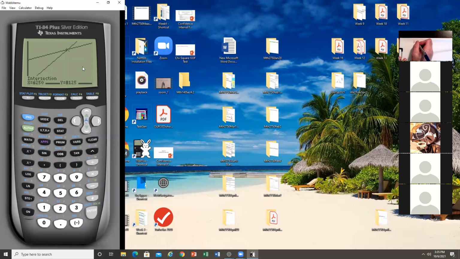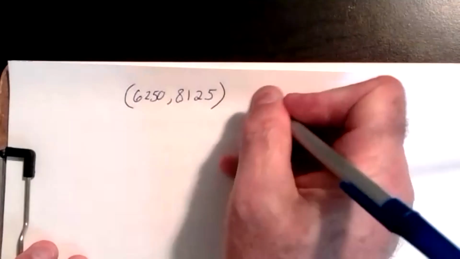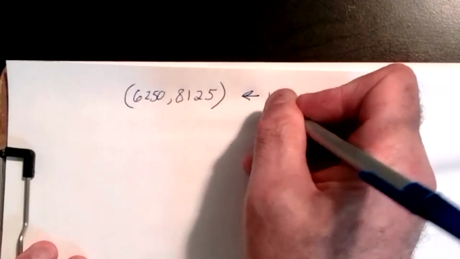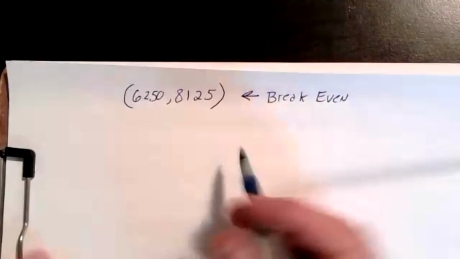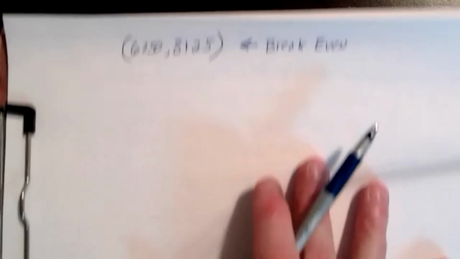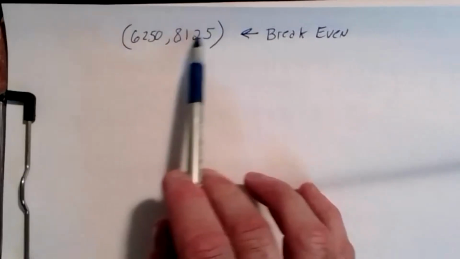That's 6,250, 8,125. What is that point? What is that point really saying? How do we interpret what that's saying, that break-even point? This is called the break-even point, when the revenue equals the cost. What is this saying? You have to sell 6,250 in order to break even at the cost, and the revenue.